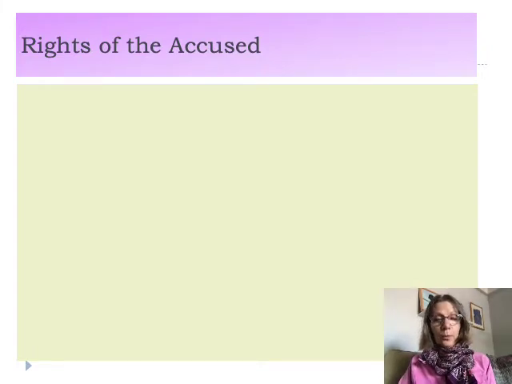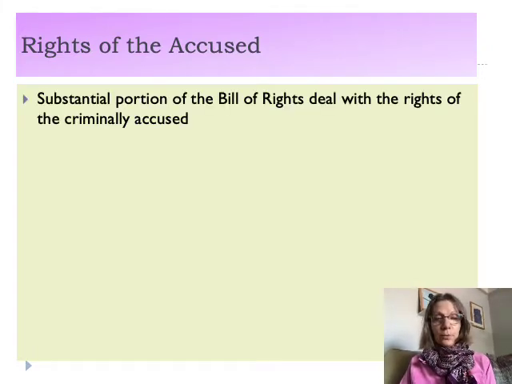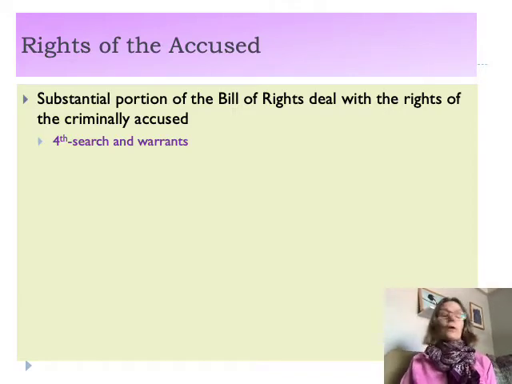As you probably already know, a substantial portion of the Bill of Rights deals with the rights of the criminally accused. Of the 10 amendments in the Bill of Rights, 4 of those are dedicated to the rights that are afforded to those who are accused of crimes or are being investigated for potential criminal activity. So let's take a look at an overview of the different amendments and what they relate to. Then on the next slide, we're going to look at how these amendments overlap with the criminal justice process.